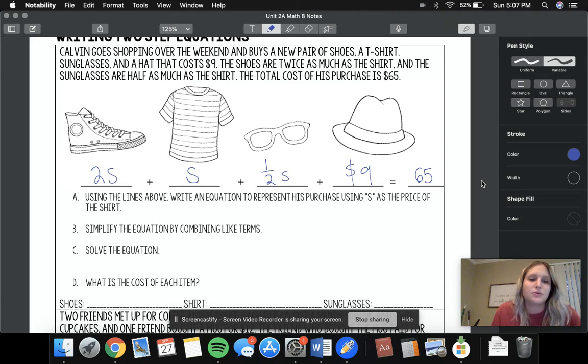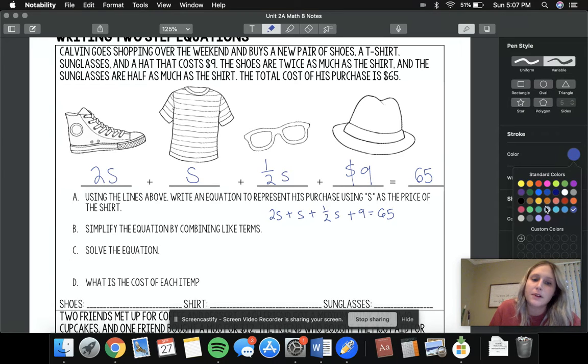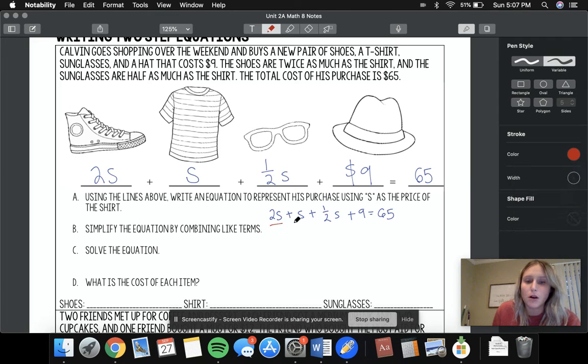Okay, so part A says, use the lines above to write an equation. So we have two shirts for the shoes. We have a shirt. We have half a shirt, because that's how much the sunglasses are, plus $9, and that equals $65. Okay, so then it says to simplify the equation by combining like terms. So I know we only bought one shirt, but we know all these other things are also being represented by the shirt. So we have two shirts plus another shirt plus half a shirt, which would equal 3.5 shirts.